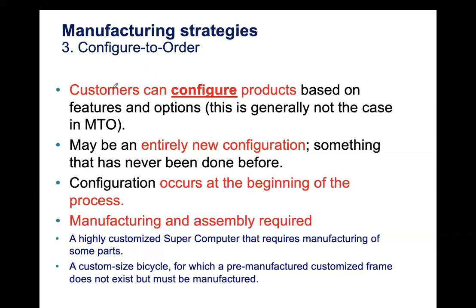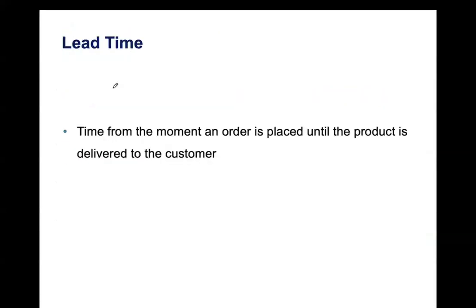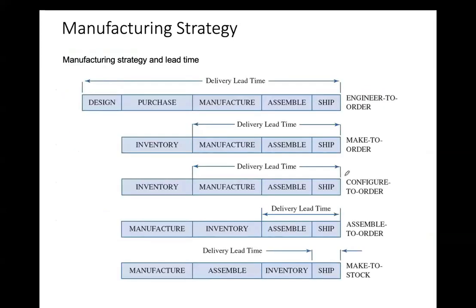Now, as you can see here in this figure, this is configure to order. In configure to order, these are the different steps. There's inventory, and there's manufacturing, assembling and shipping. The process starts from manufacturing because every customer has a unique product, because they can configure, and because every product is different. So their manufacturing cycle, or we can say the delivery lead time, will start from here.